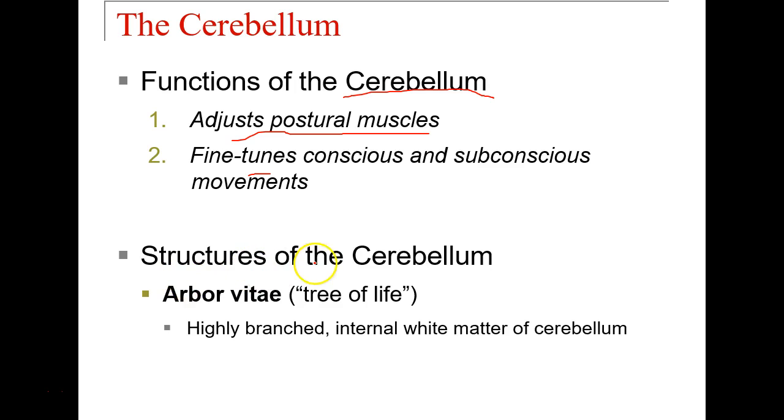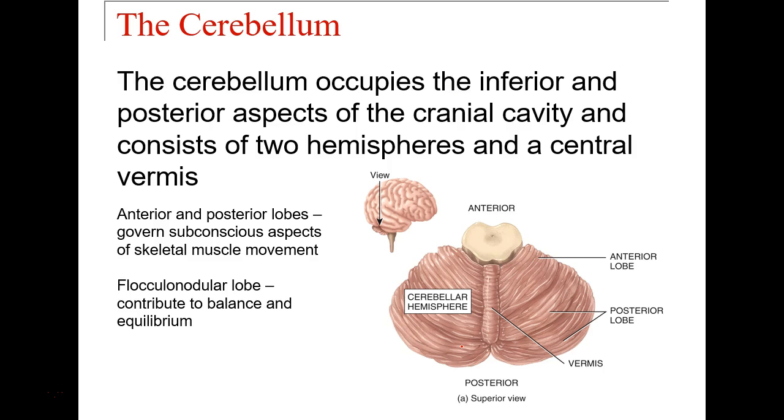So structures of the cerebellum: arbor vitae, or tree of life. So highly branched internal white matter of the cerebellum. So just myelinated axons. The cerebellum is found in the posterior inferior portion of the skull and has two hemispheres just like the cerebrum.